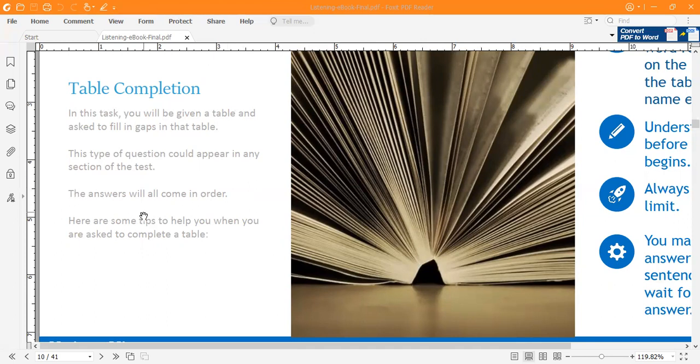And the answers will all come in order. So it means you're going to hear the first answer, and then the second, and then the third, and then the fourth. So it is not like they're mixed. They are in order. So you need to do first question number 1, then the answer of question number 2 will be after, and then question number 3 is going to be after, and so on. There are some tips to help you when you're asked to complete a table.